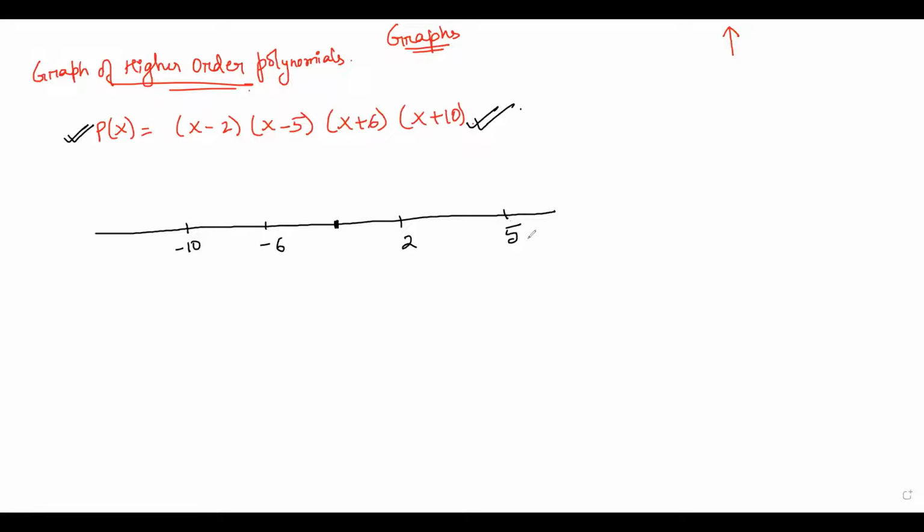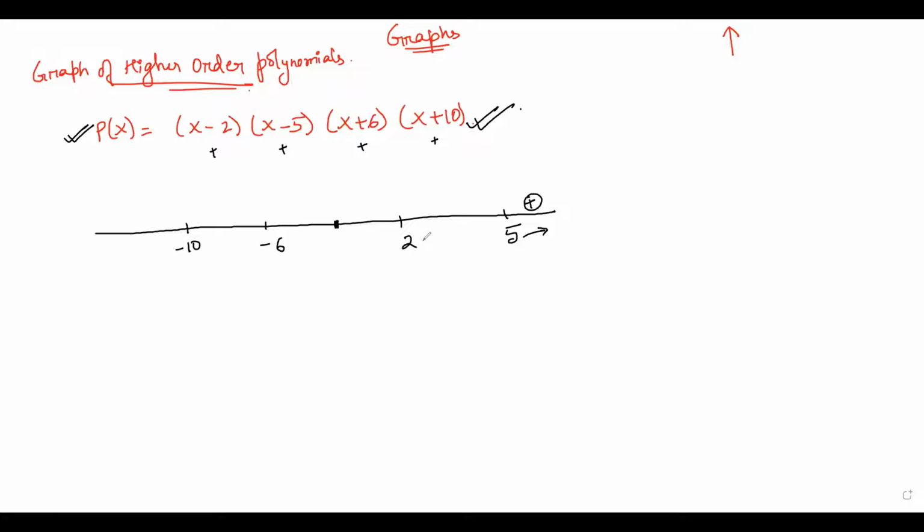Now, if we take a value which is more than 5, in that case, this polynomial p(x) would attain a positive value. For example, if we take a random value of x to be 10, say, in that case, x minus 2 would be positive, x minus 5 would be positive again, x plus 6 would be positive, and x plus 10 will also be positive. And the product of these four positive numbers will also be positive. So, for values of x which is more than 5, this polynomial p(x) would be attaining a positive value.